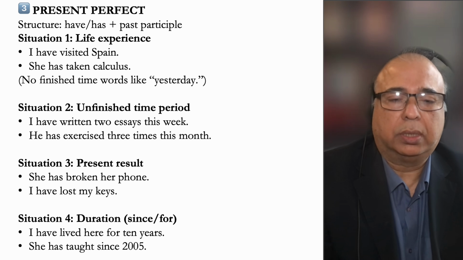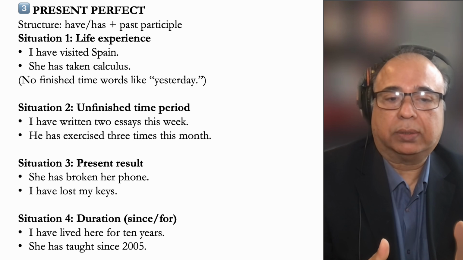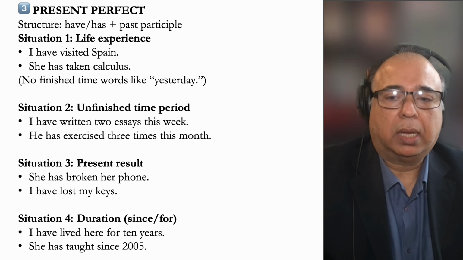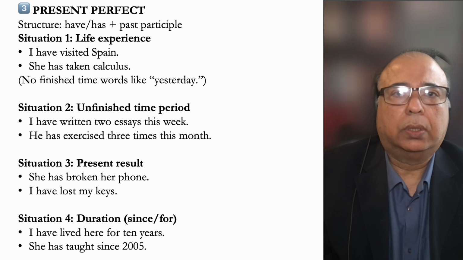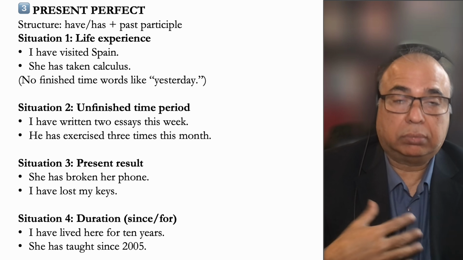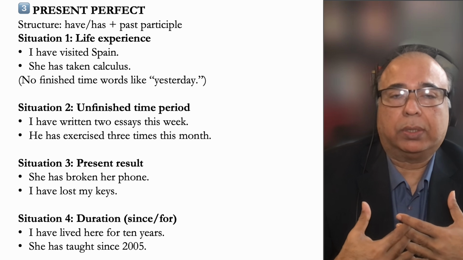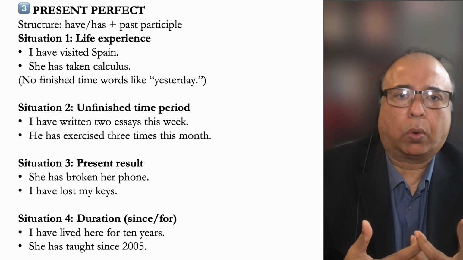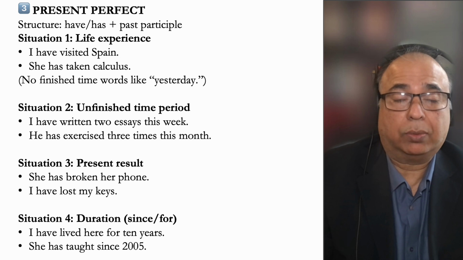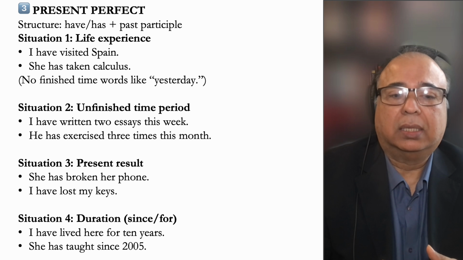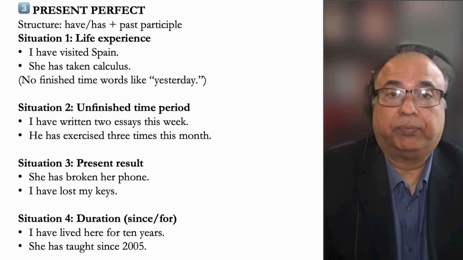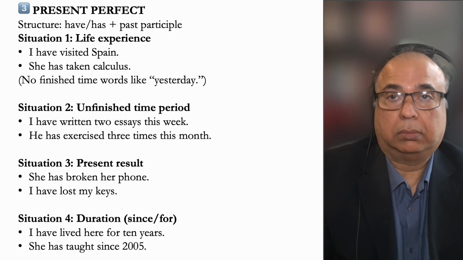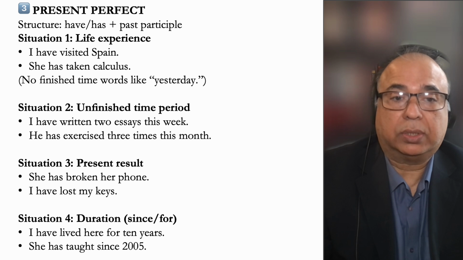A fourth situation is to express a duration. Since and for: a duration, a length of time. I have lived here for 10 years. I can say, factually, I have lived in New York for 21 years, right? I moved to New York in 2004. So it's actually 22 now, because this is 2026. She has taught since 2005. I could say I have taught in New York since 2004. That's when I started teaching, right?